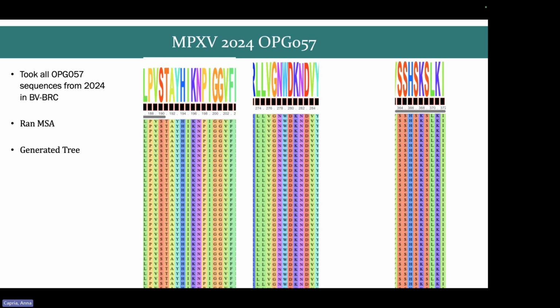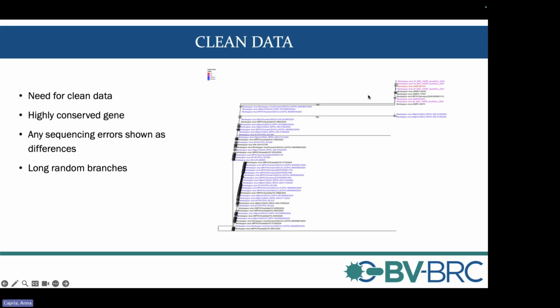But when I started to generate a tree for this, I realized that because this was a highly conserved region and highly conserved gene, any changes were going to be really highlighted on our tree. So the data set isn't very large, and it really highlighted the need for clean data.